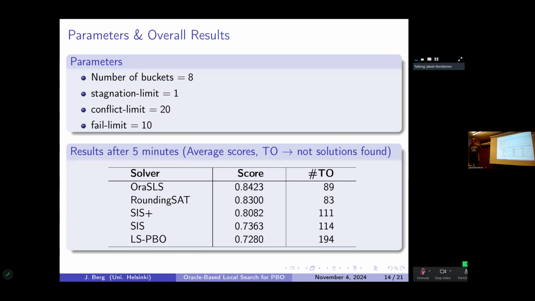How many instances did you have in total? I should have written that. I can check that. We do have that in the paper, but I don't remember. Sorry.